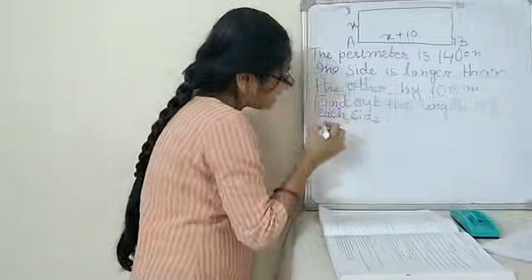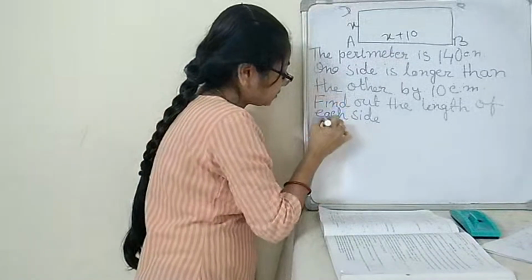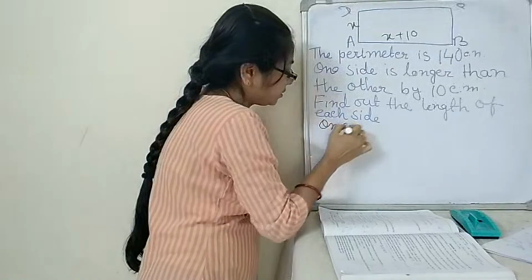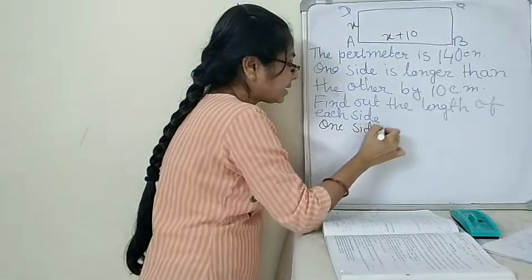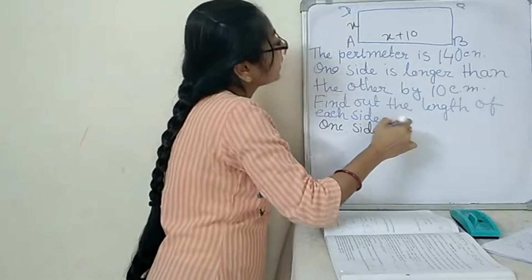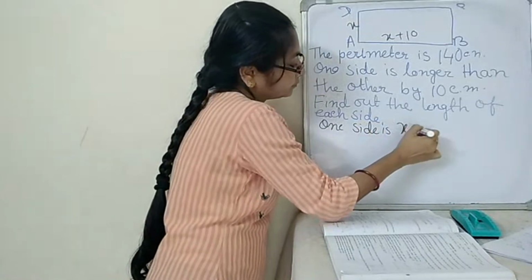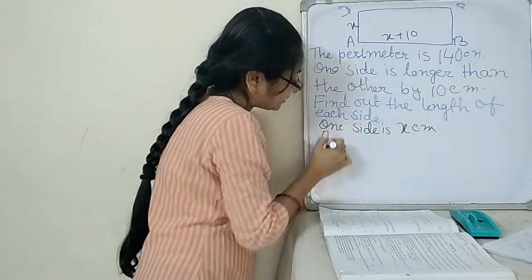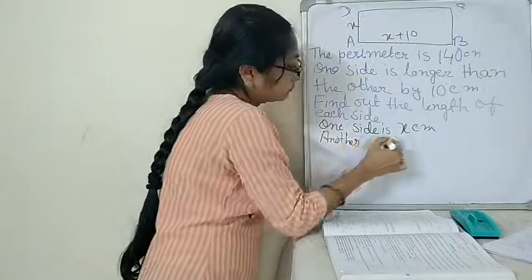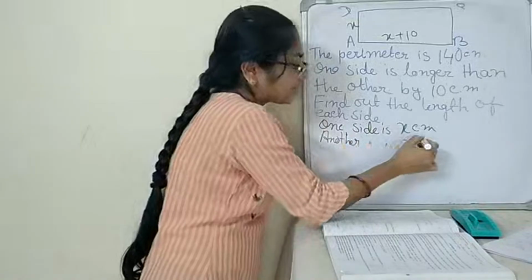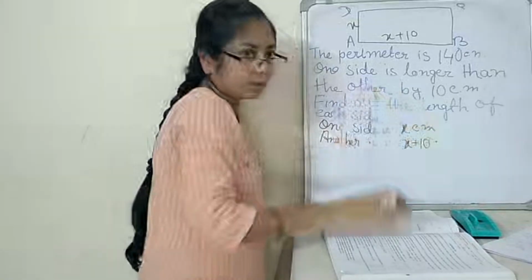So first I write: one side is x. Another side is x plus 10 centimeter. Okay.